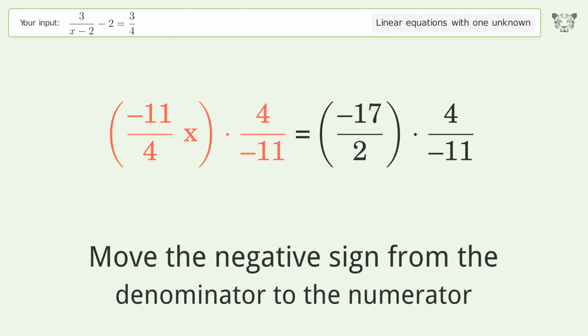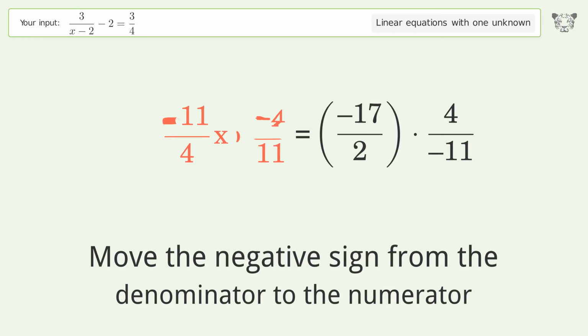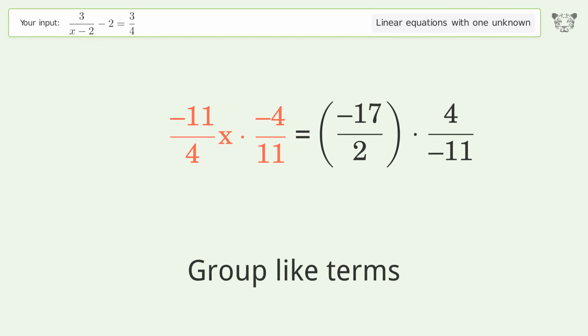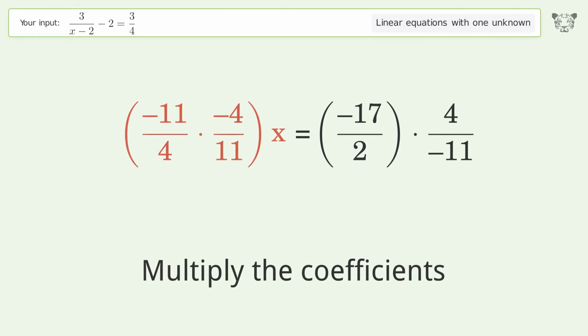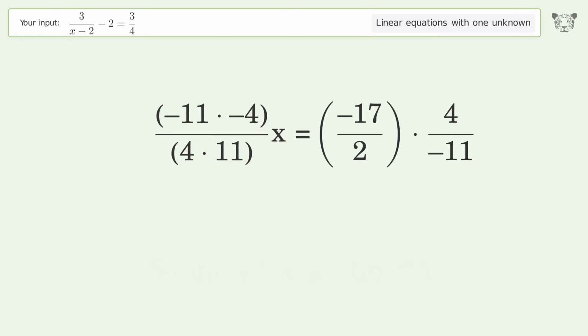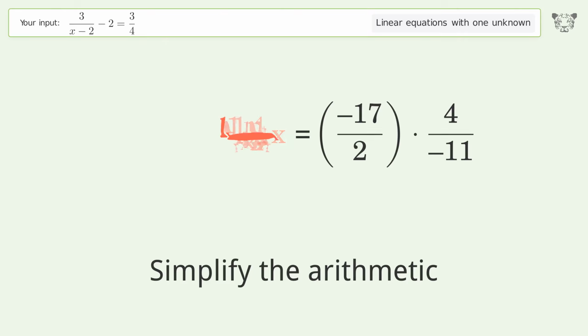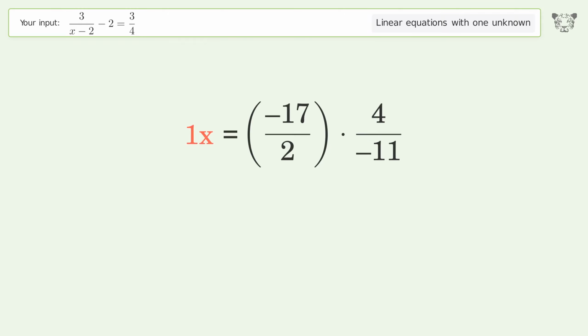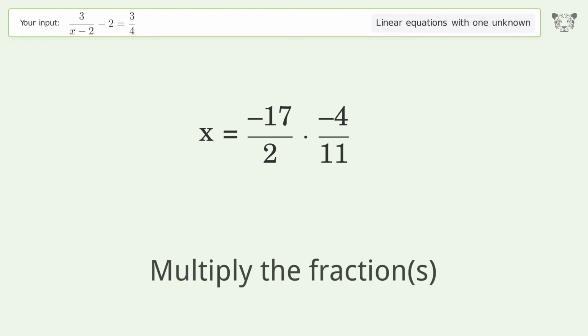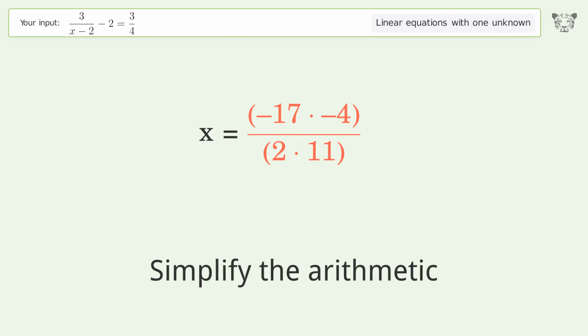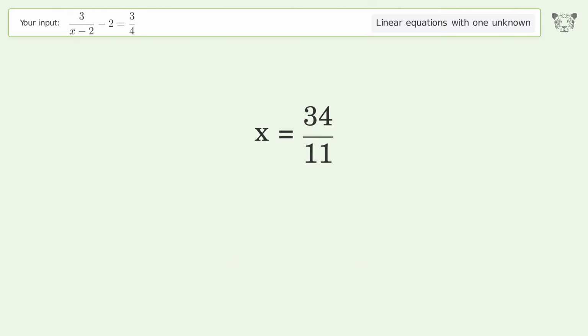Move the negative sign from the denominator to the numerator. Group like terms. Multiply the coefficients. Simplify the arithmetic. Move the negative sign from the denominator to the numerator. Multiply the fractions. Simplify the arithmetic. And so the final result is x equals 34/11.